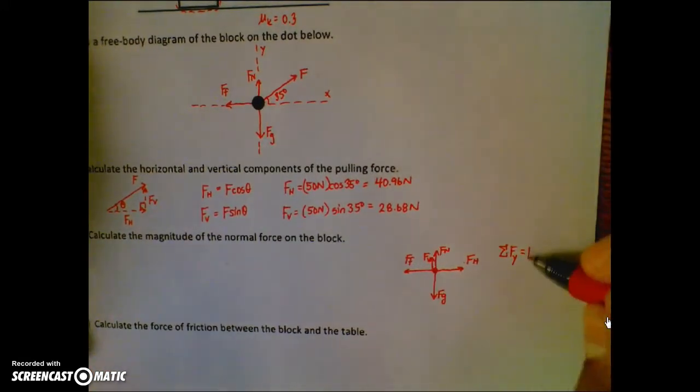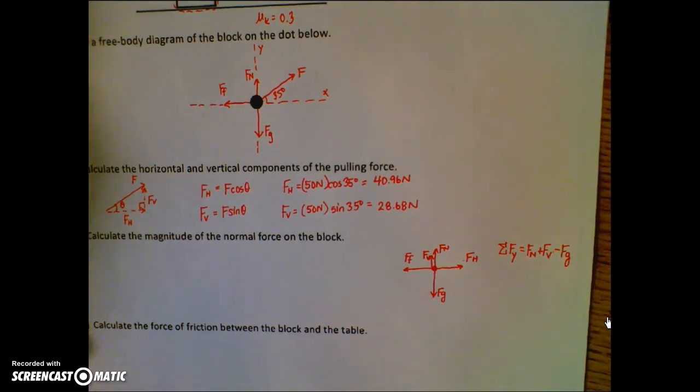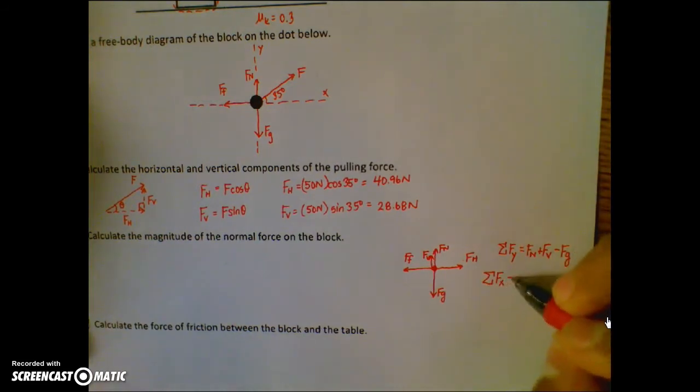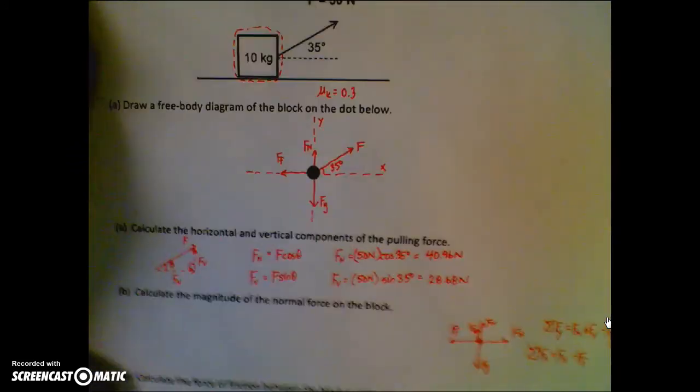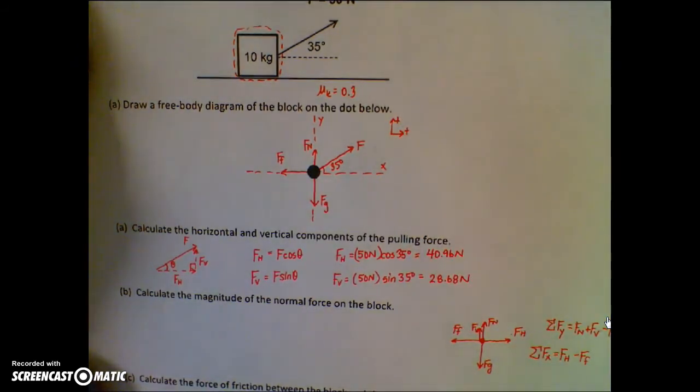So I have an Fn up, I have an Fv up, and I have an Fg down. So there's how my vertical, or my y coordinate, forces align. Horizontally, or in the x direction, I have an Fh pulling in the positive direction, and I have an Ff pulling in the negative direction. Again, I've defined positive as this way and positive as this way.